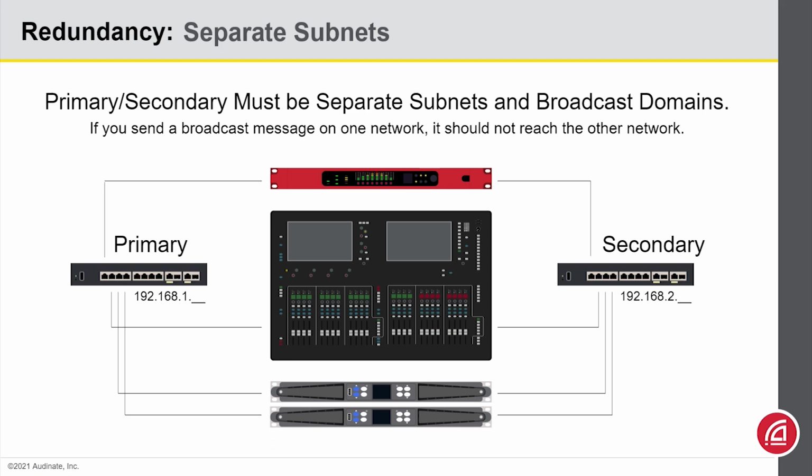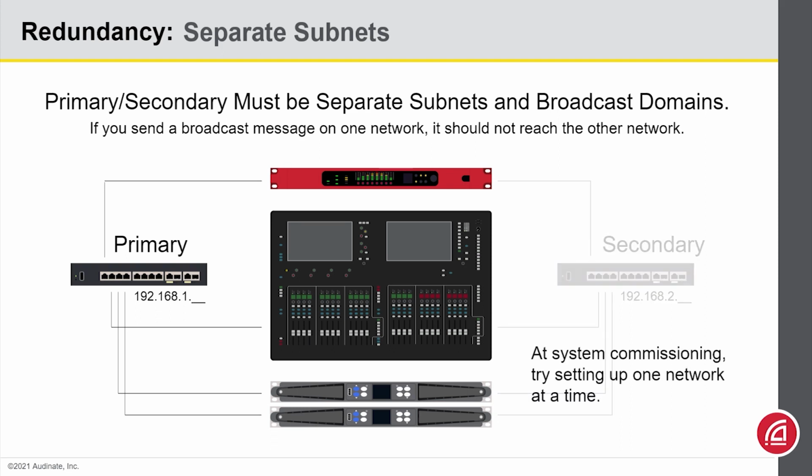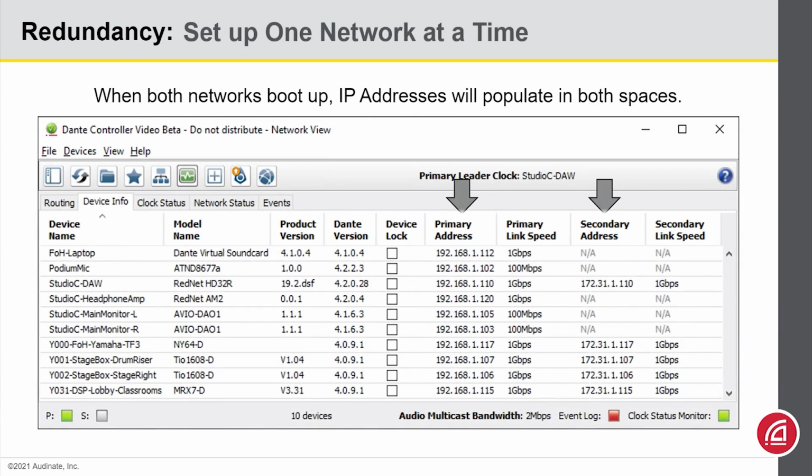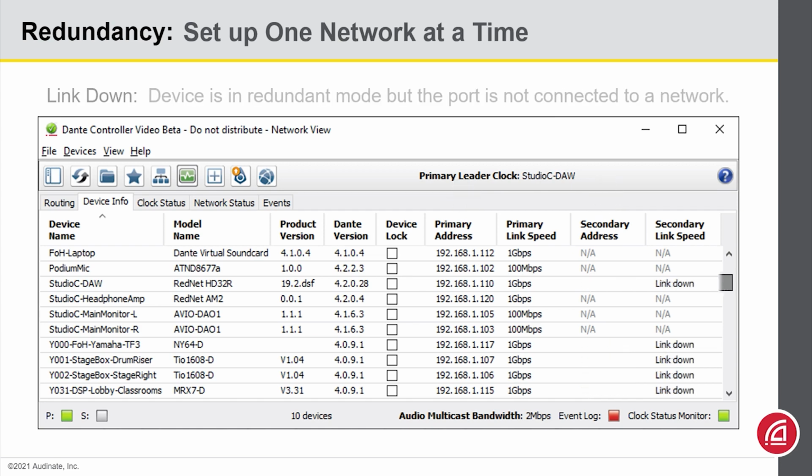One way to keep your sanity when you're commissioning a redundant setup is to start with one network at a time. Ordinarily, when we look in Dante Controller, we should see something like this. The primary addresses are listed in one column, and the secondary addresses are listed in the other. But if I disconnect the cables to my secondary network, or just simply turn off my secondary switches, we can see those devices will now show link down. When you see that, you know the device is properly set for redundant networks.